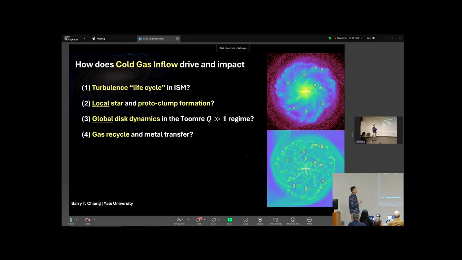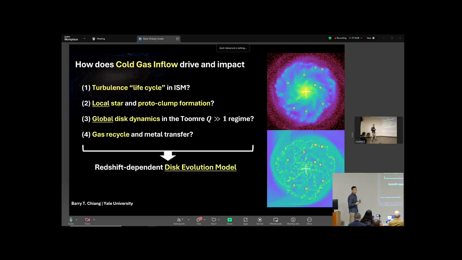And for metals, when they are generated after star formation, how is their transport across the simulation box or within the ISM impacted as a function of different stream configurations? And then the goal here is to inform us to build, hopefully, a redshift-dependent disk evolution model. So how are we going to do that?